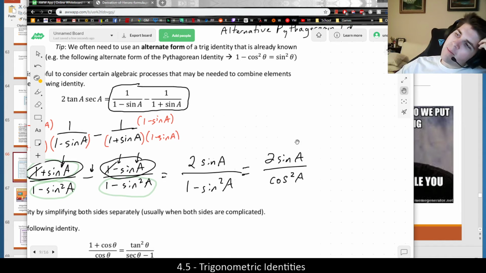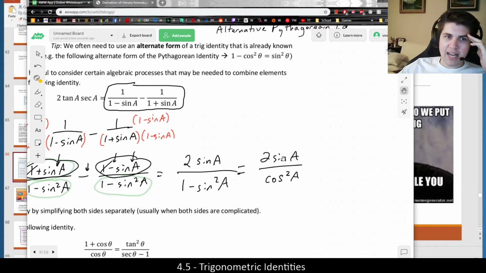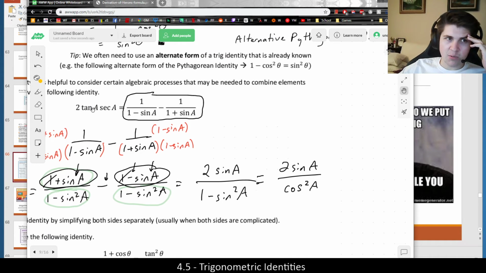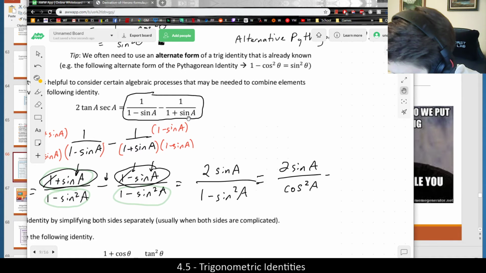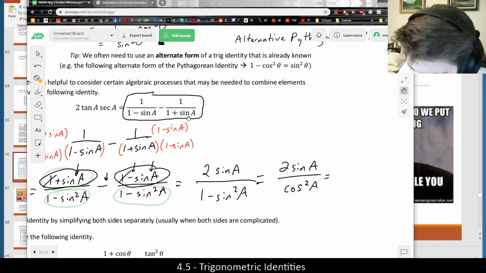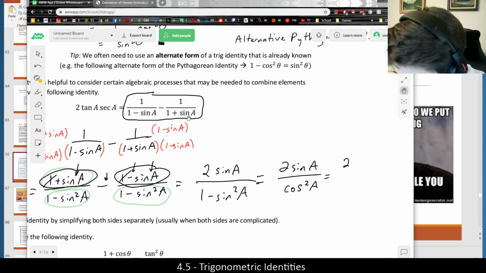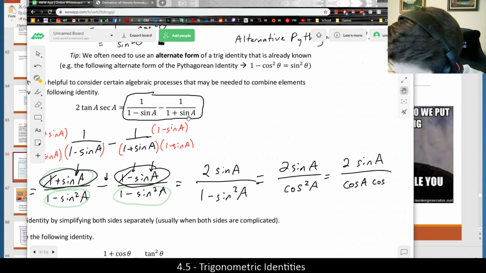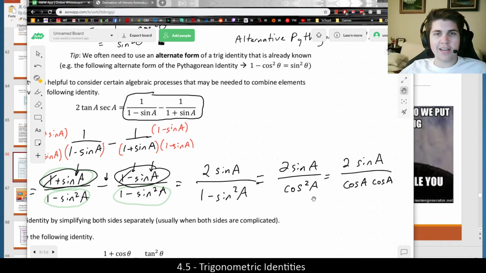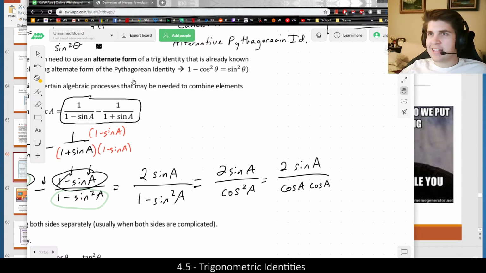And now that I'm getting close, notice that I have a sine over a cosine and another cosine, but over here I have a tangent. Well, tangent is sine over cosine, so I can think about this in parts. I really have 2 times sine A over cosine A, because that's what cosine squared means, right? It's just something times itself. And at the end of the day, I'm pretty much done now, because this all makes tangent, right?